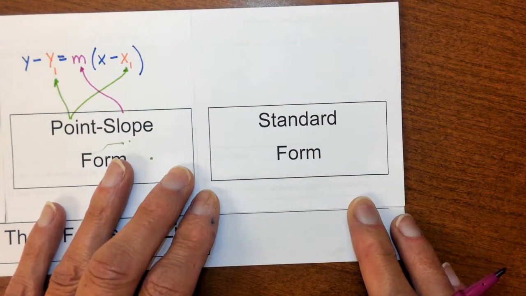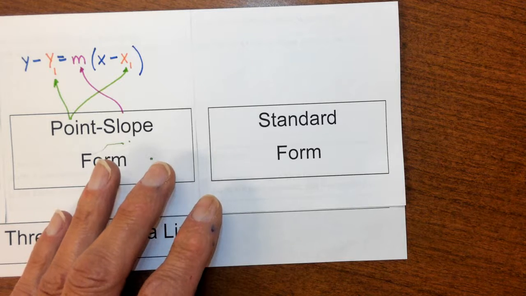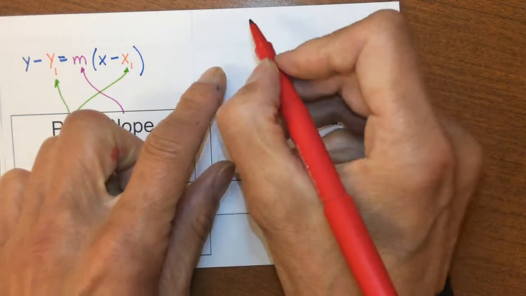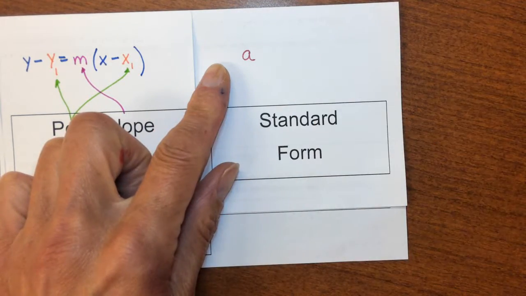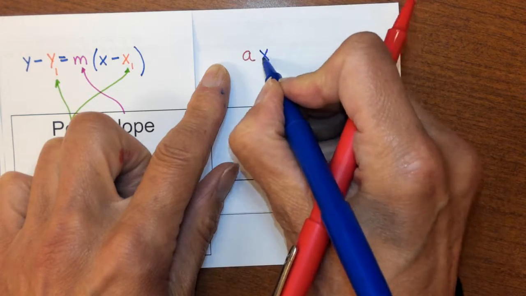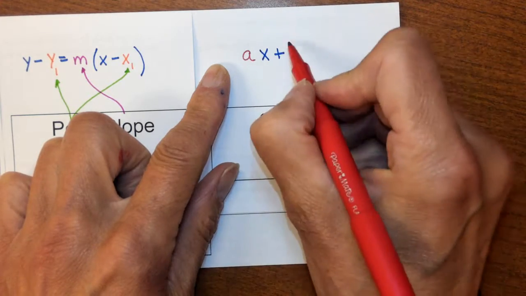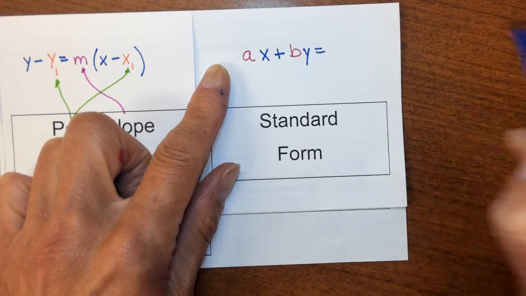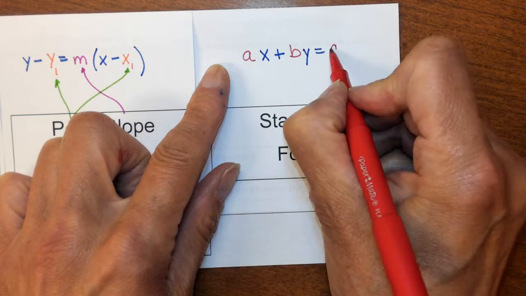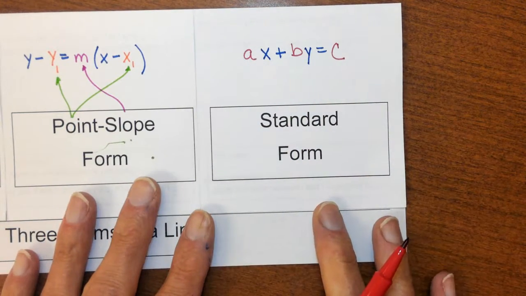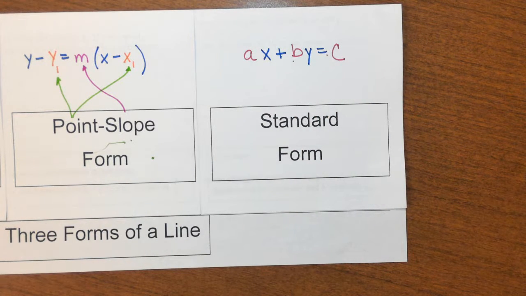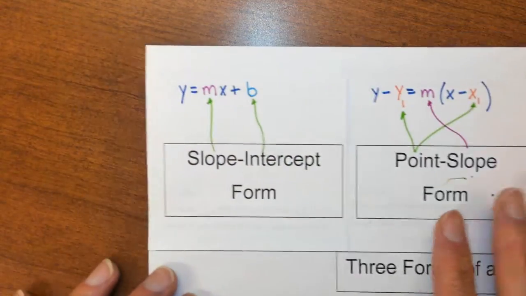The last one we're going to look at is standard form. Standard form is fairly boring. There's not a whole lot going on with it, not a whole lot you can do with it. But it's of the form ax plus by equals c. Okay, not a whole lot there. So a, b, and c are constants, are numbers. Okay, so let's open these up and let's see what we can do with each one of these.